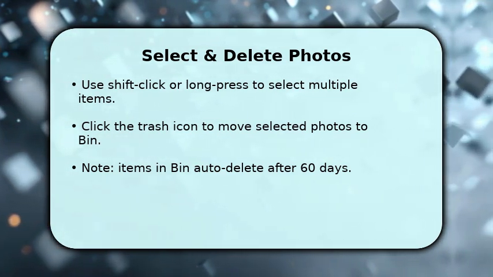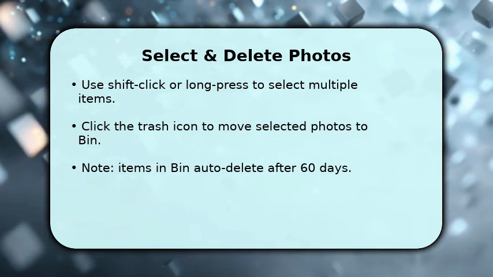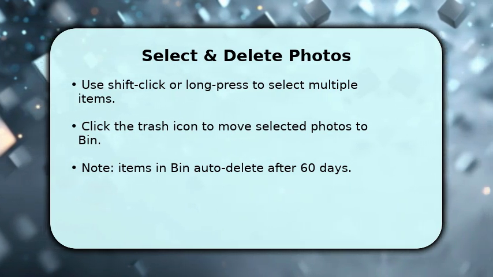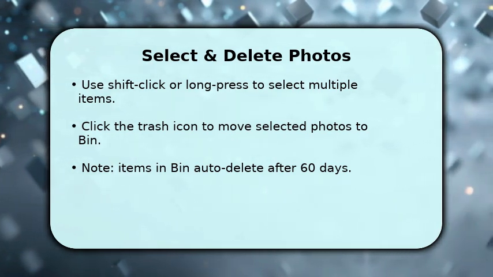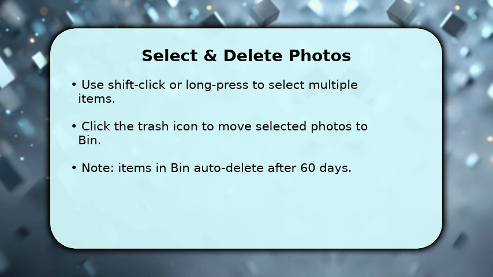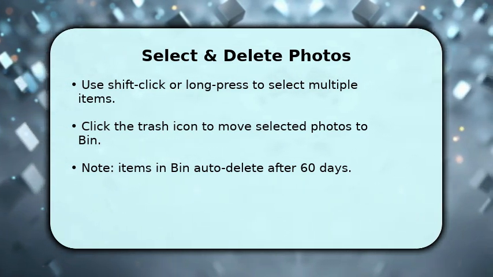After selecting, click or tap the trash icon. Photos will move those items to the bin, which is a temporary holding area. Make sure you review selections before confirming because items in the bin remain recoverable only for 60 days, after which Google permanently deletes them. If you're sure, confirm the deletion to continue.